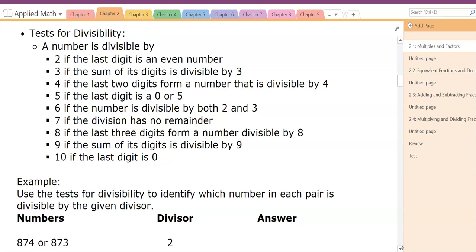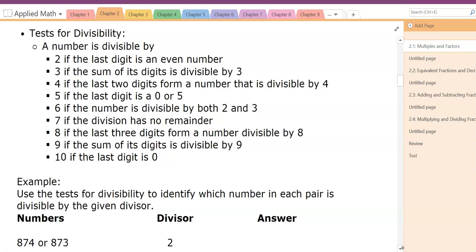9, again, you're going to add, similar to what we did with 3. You would add the digits together, and if you get a number divisible by 9, then you can. And then 10, the last digit has to be a 0. After that, we don't really have specific tests for 11, 12, 13, and so on. They just stuck to the numbers 2 through 10.